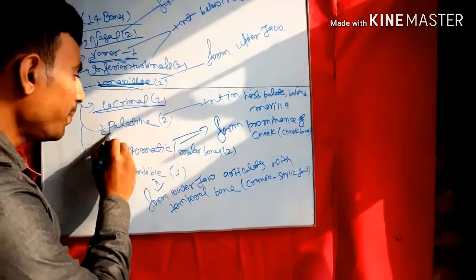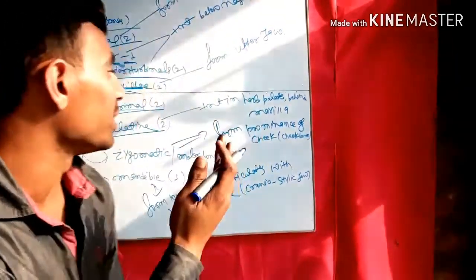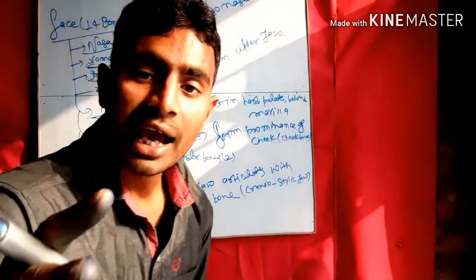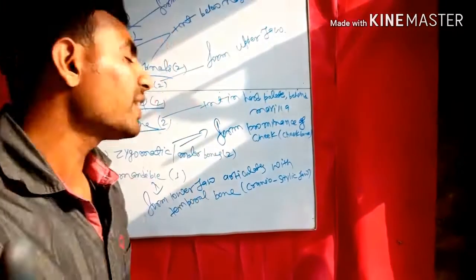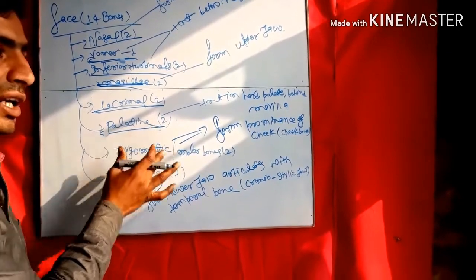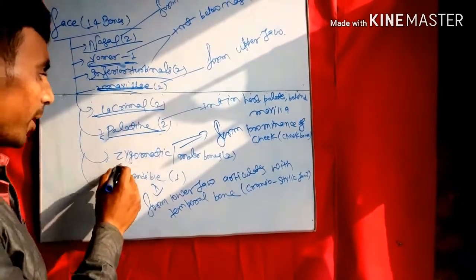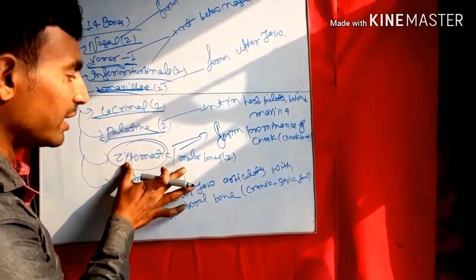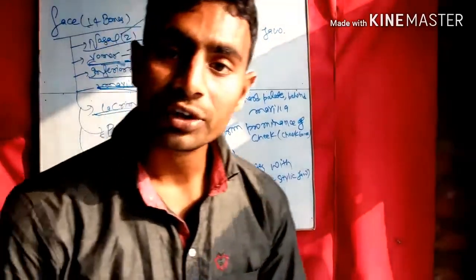Okay, and palatine is present in the hard palate behind the maxilla, and its number is 2. In the palatine, 2 bones are present. Where is palatine present? Palatine is present in the hard palate behind the maxilla. This is the zygomatic, also called molar bones, and the number of zygomatic or molar bones is 2. This is the upper part.